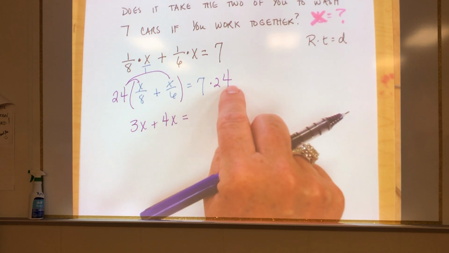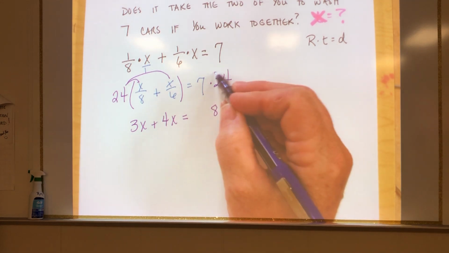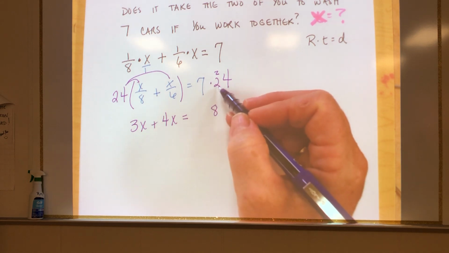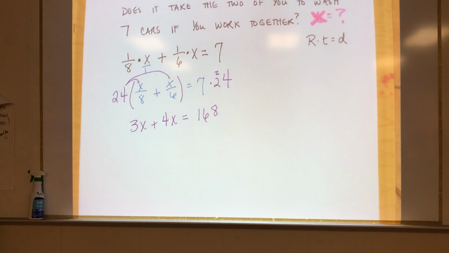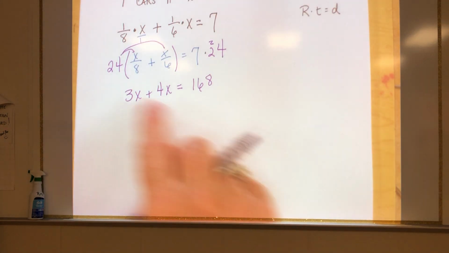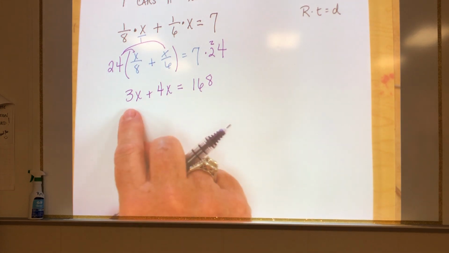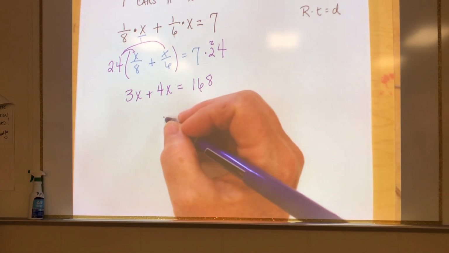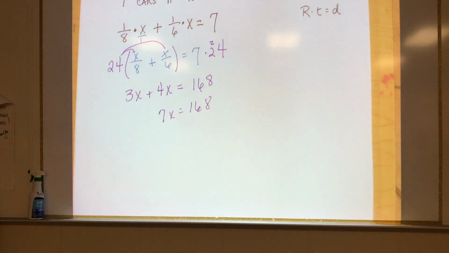What is 7 times 4? 28. Carry your 2. What's 7 times 2? 14 and 2 make? 16. See? That wasn't bad. That's how we learned. Now, does this look like an Algebra 1 problem? Yeah. What's 3x and 4x? 7x. Equals 168. What am I going to do?